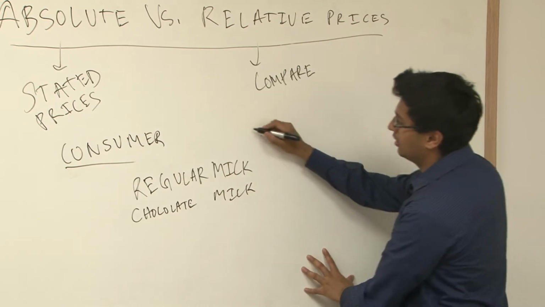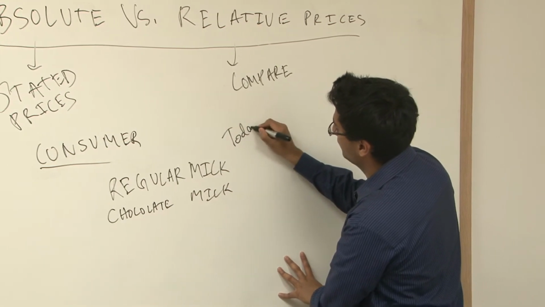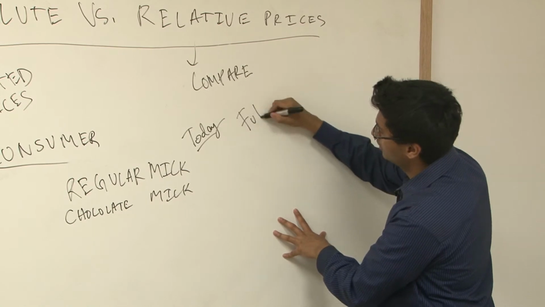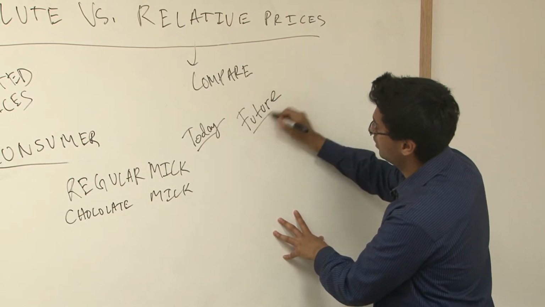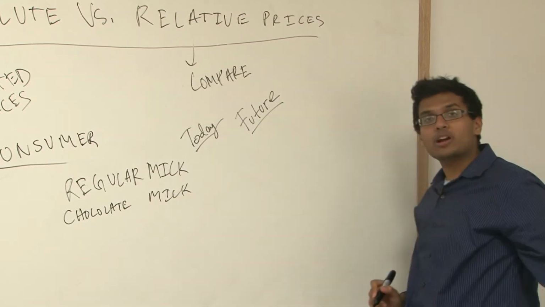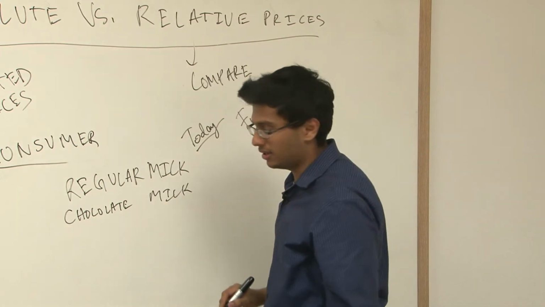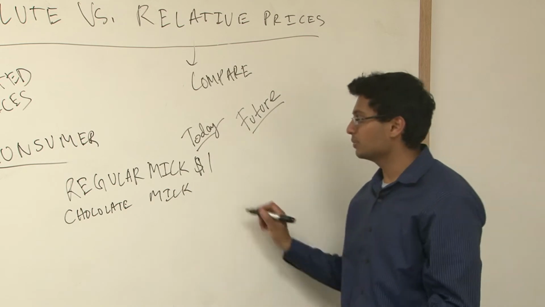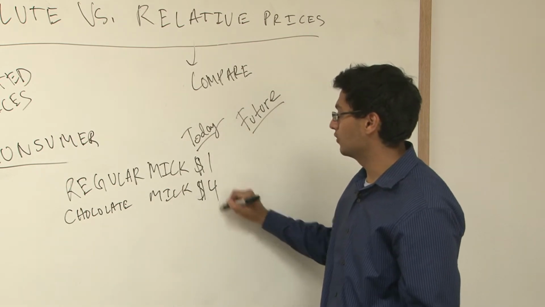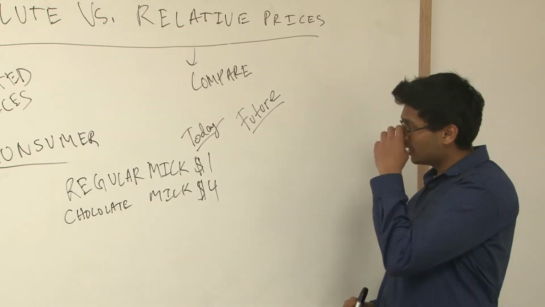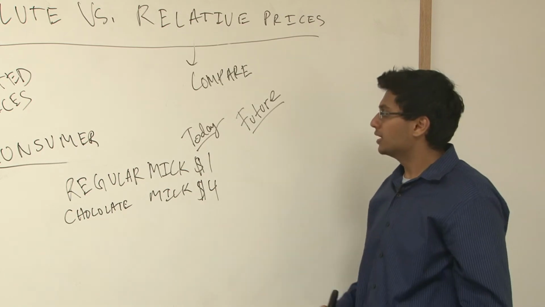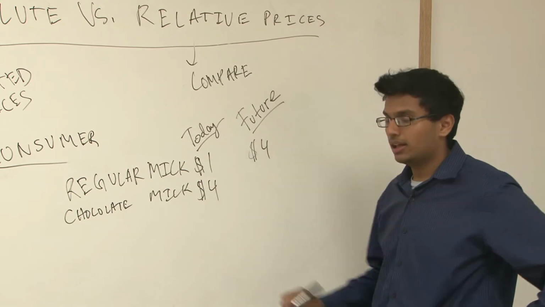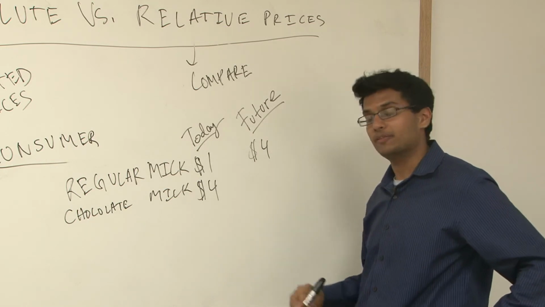So this is today, and this is going to be the future. The price today of regular milk, let's say that it is $1. And let's say chocolate milk today costs 4 times that. It's $4. But let's say in the future, the price of regular milk becomes $4, and chocolate milk still stays the same at $4.